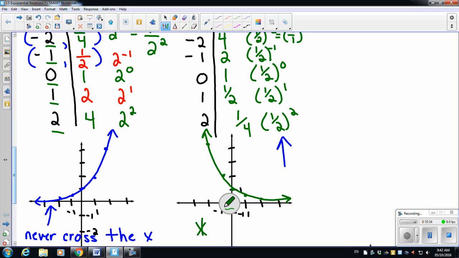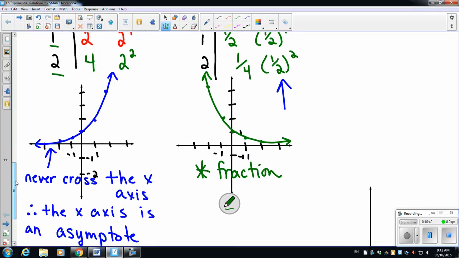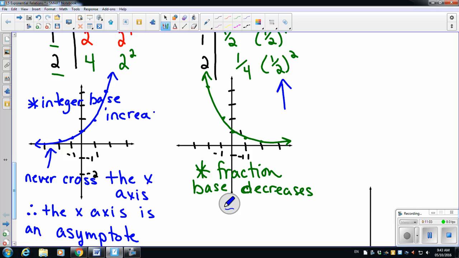So one of your jobs is to remember that a fraction base decreases and an integer base increases. So basically 1 goes up and 1 goes down.